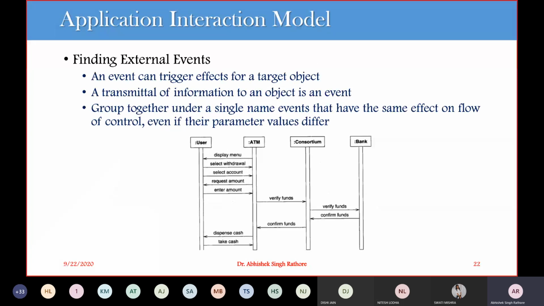So after adding your variation and exception scenarios, we will go for finding the external events. So what are the external events? Usually we have to examine the scenarios to find the external events, which include all inputs, decisions, interrupts, or interactions from your users or from your external devices.